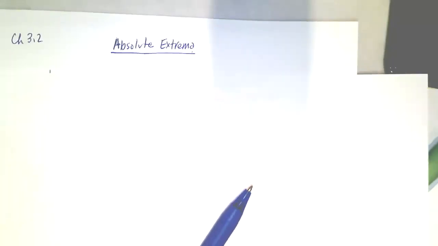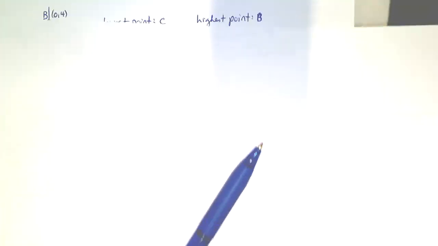Welcome back. We're here for our second lesson of chapter 3. This is absolute extrema, meaning absolute maximum or absolute minimum. So what do we mean by this? Well, let's look at a picture first of all.